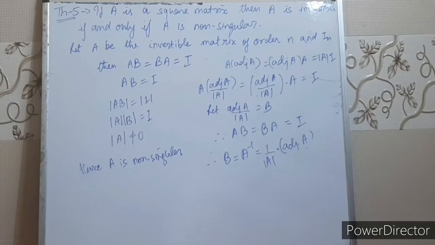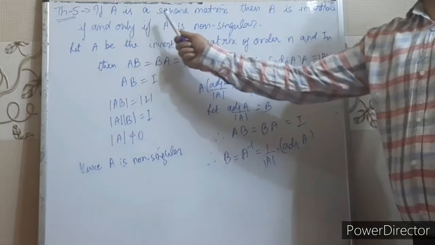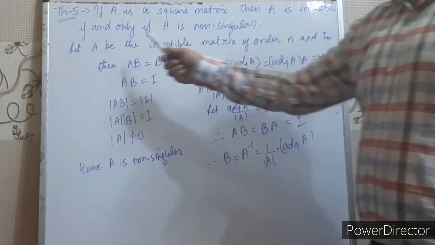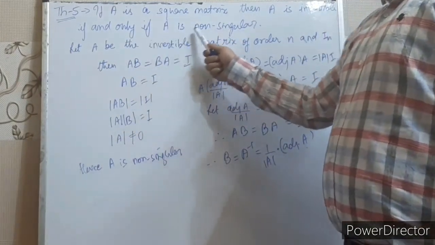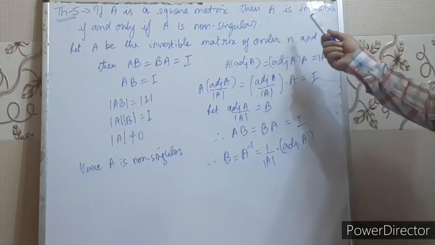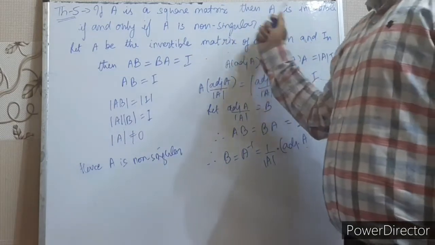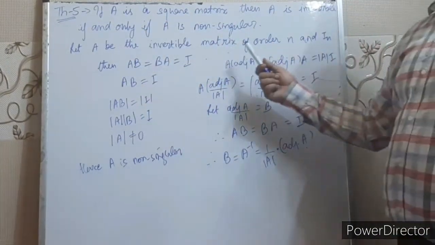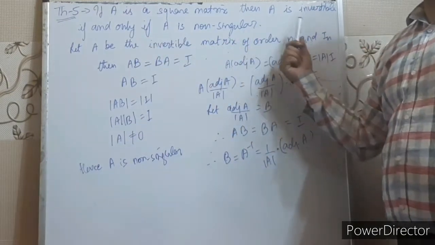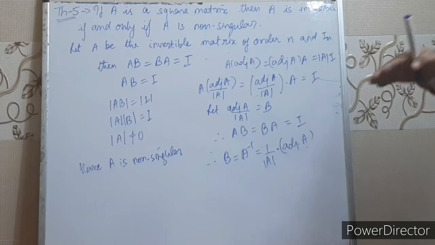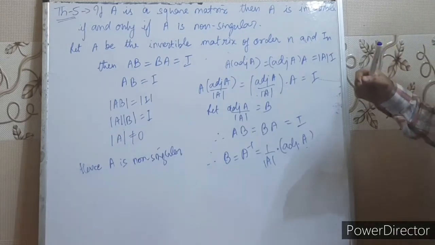Now, children, in the next theorem, we will see that if A is a square matrix, then A is invertible if and only if A is non-singular. This is a theorem. That means A is invertible, meaning the inverse of A will exist, only and only if A is non-singular. That means when the determinant of A is not equal to 0, then only the inverse of A can exist.